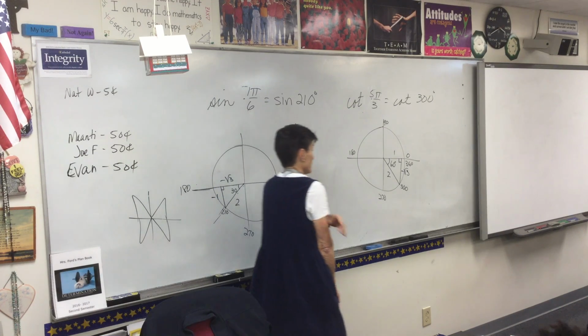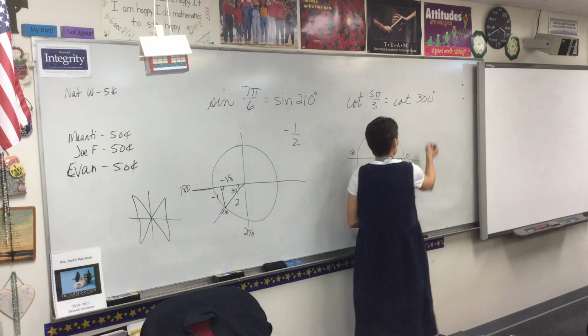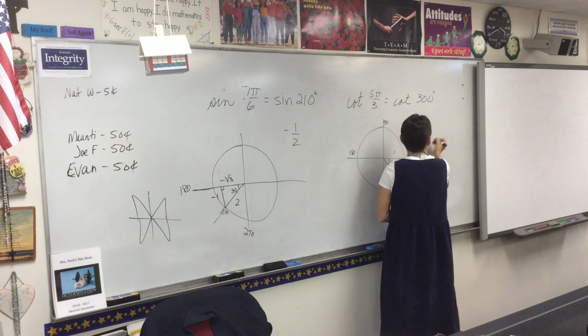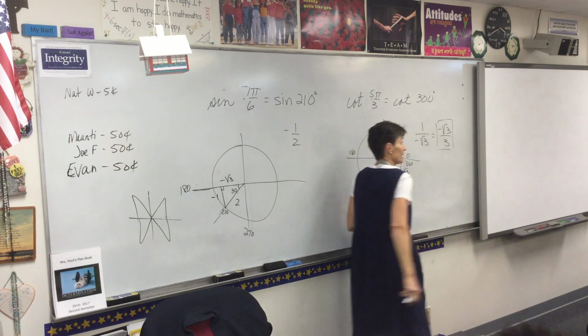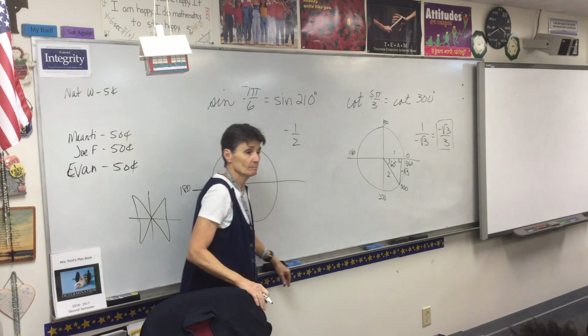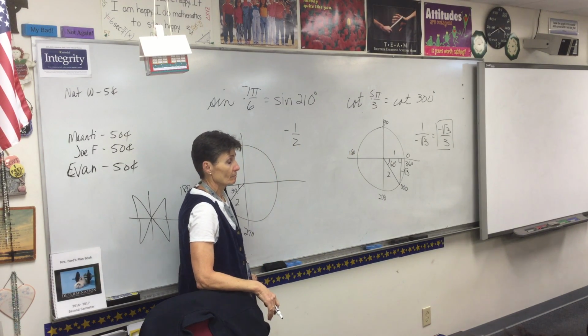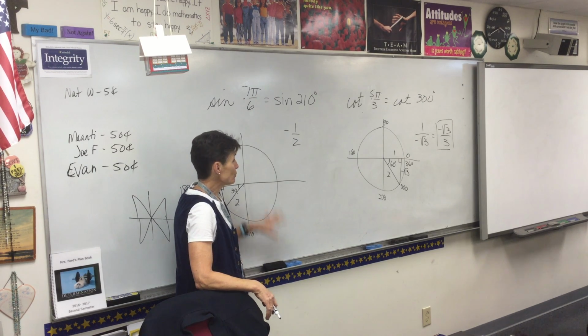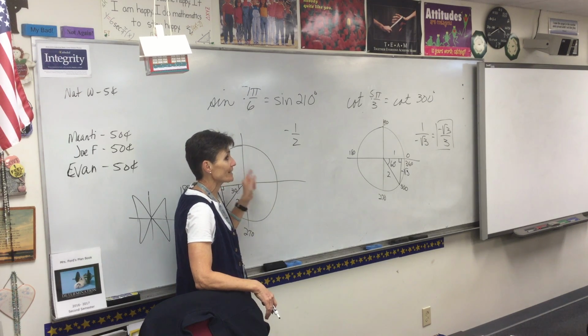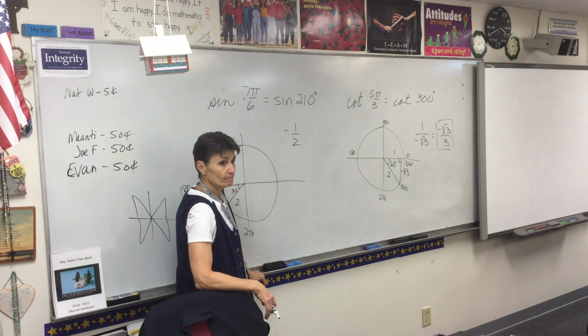Cotangent, you're right, is adjacent over opposite. Negative root 3 over 3 is our final answer. If you can do that, you're doing great, because there's a lot to know when we do that. Chase, is your hand up, sweetie? All right, so we're good?